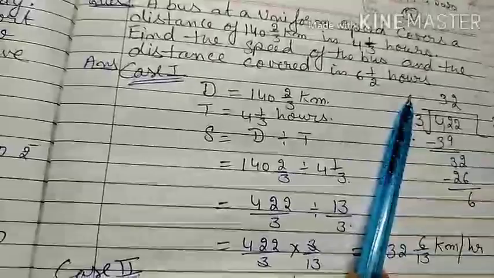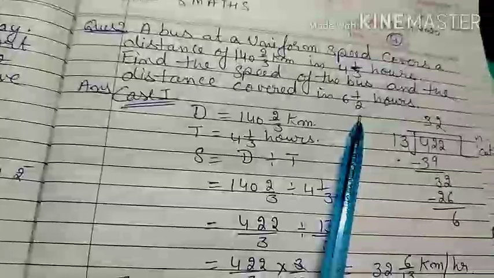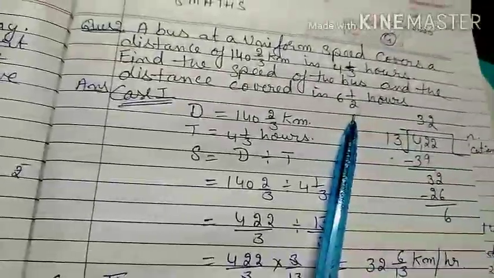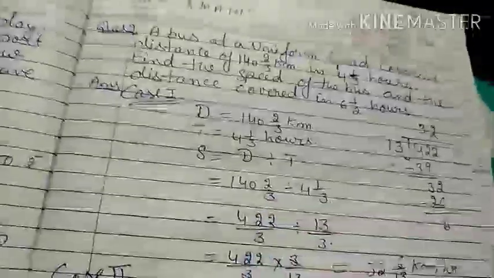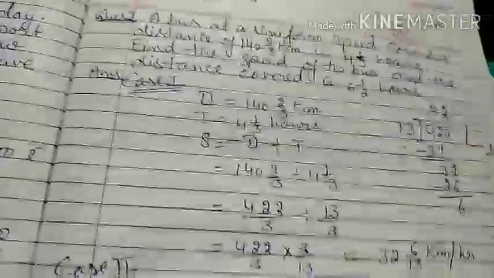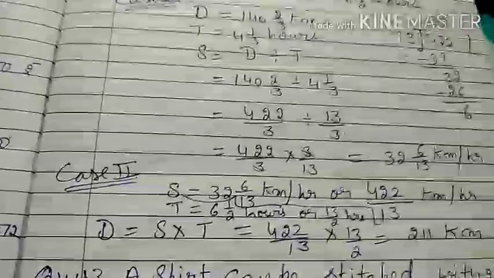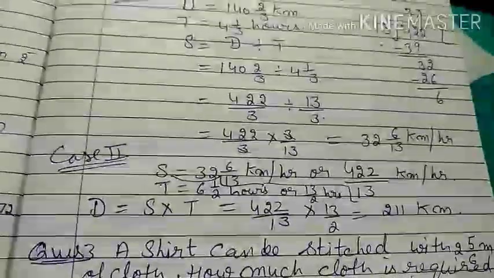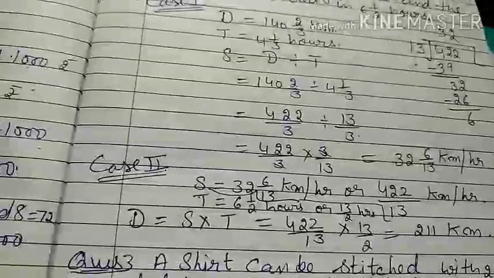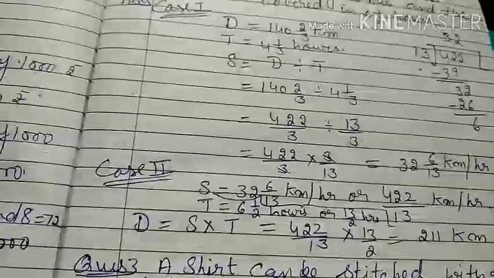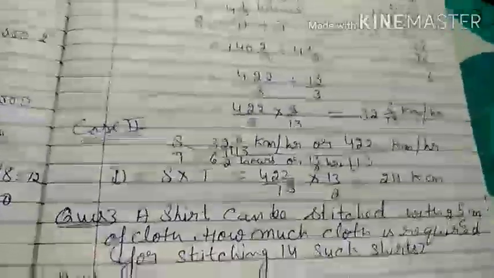The second part is that if the speed is the same and the time is changed, then how much distance will be covered by the bus with the same speed. That is the second part of your question. In the first part, distance and time are given, so apply the speed formula directly, distance divided by time, and you get the speed of the bus. In the second case, speed is the same, only time is changed, so you have to find the distance. Here you apply the distance formula directly, speed into time, and you will get the required answer.